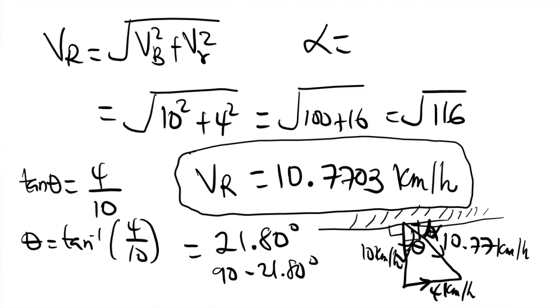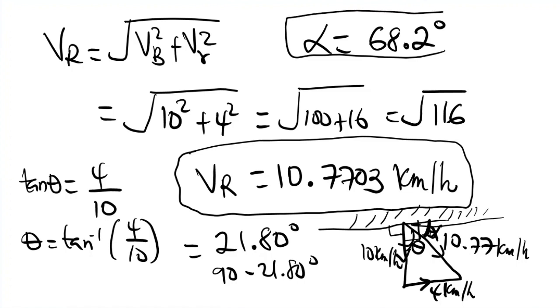So let me do that. I have 90 minus 21.80 degrees. We have 68.2 degrees. So finally, this is how the man moves. The man is now seen to be moving with a resultant velocity of 10.77 kilometers per hour and in a direction 68.2 degrees relative to the bank. This direction is relative to the bank, right? The bank of the river. So let's say bank A. Okay. This is how to go about solving that.